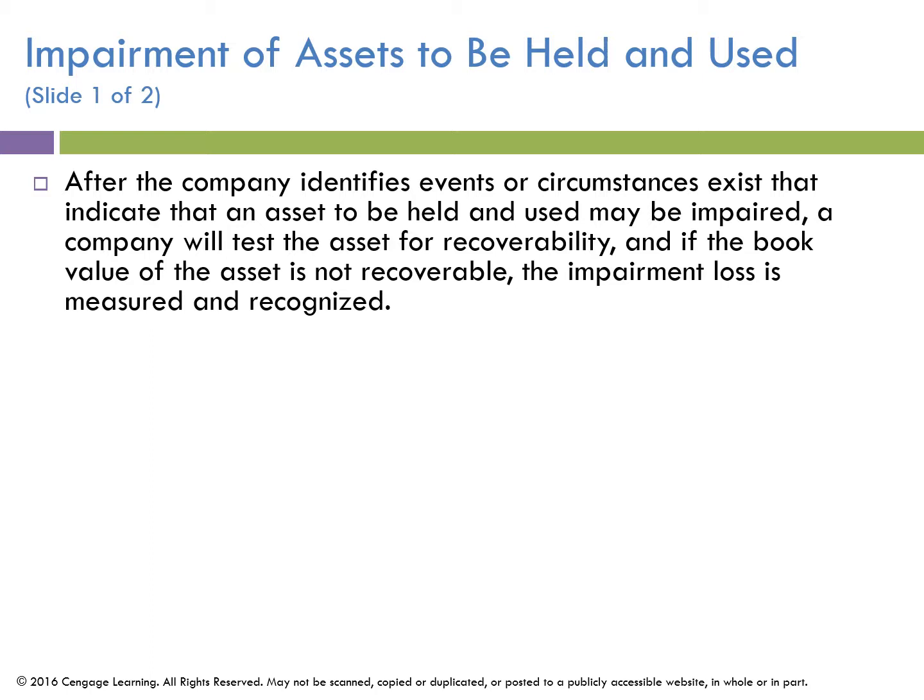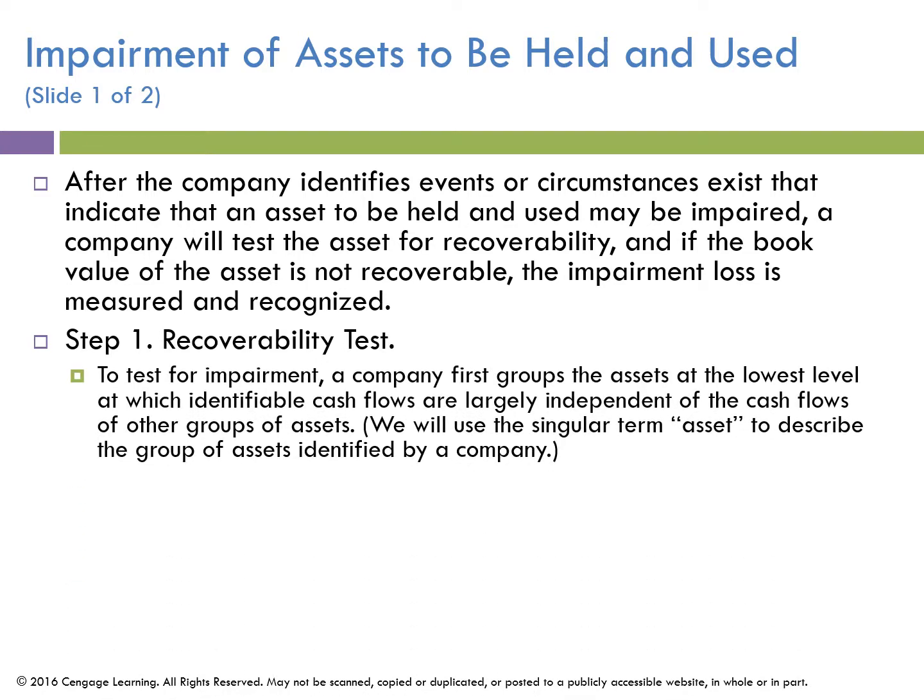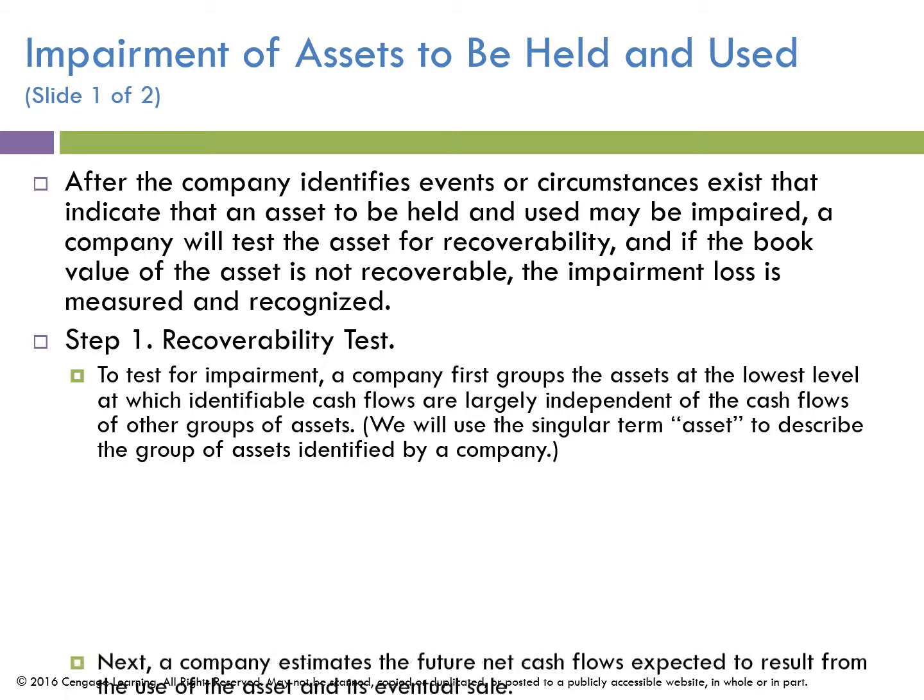And if the book value of the asset is not recoverable, the impairment loss is measured and recognized. How do we do that? We first do a recoverability test, and this is important. It's a two-part test. What do we do here? To test for impairment, a company first groups the assets at the lowest level at which identifiable cash flows are largely independent of the cash flows of other groups of assets.